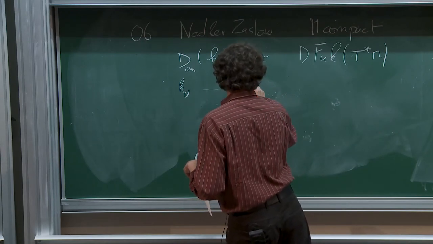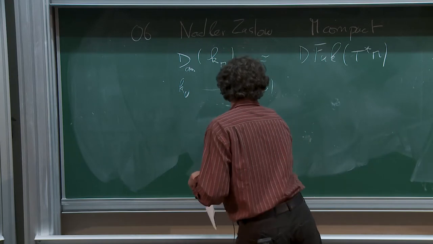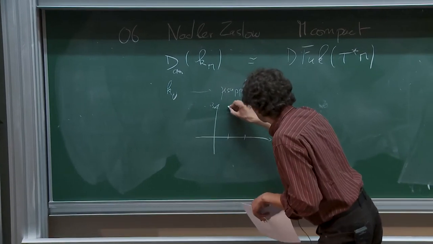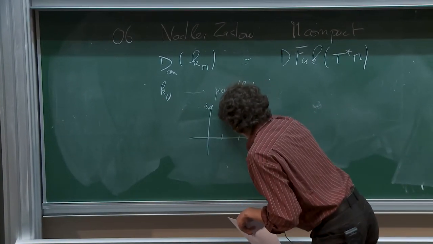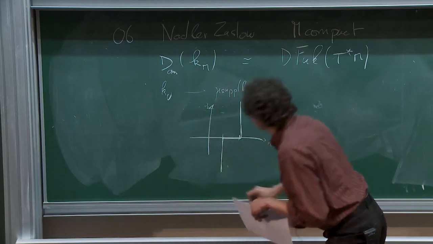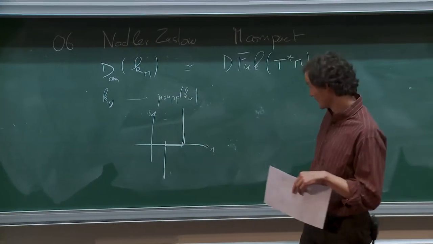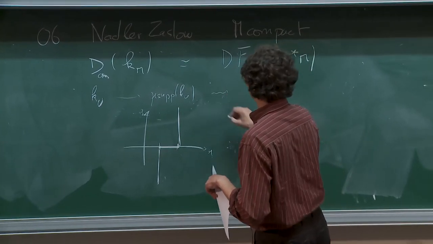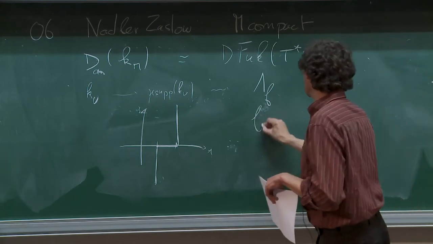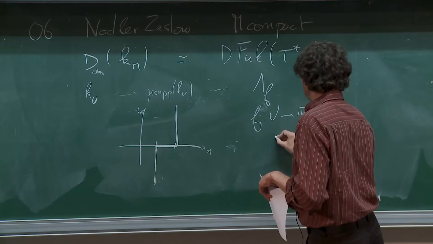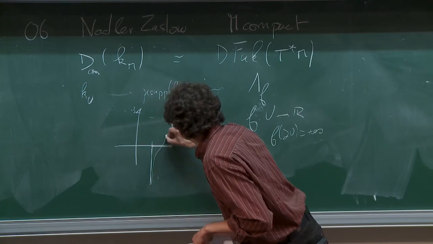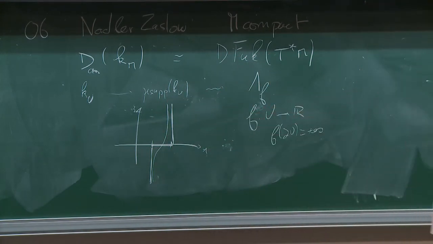So say its microsupport, well, if I draw a picture in dimension one. So if U is some interval in dimension one, the microsupport will be like this. So it's the outer conormal bundle at the end. And the corresponding Lagrangian here is given by the graph of some function on U, which goes to infinity on the boundary. So the graph of such a function is a smooth approximation of this microsupport.